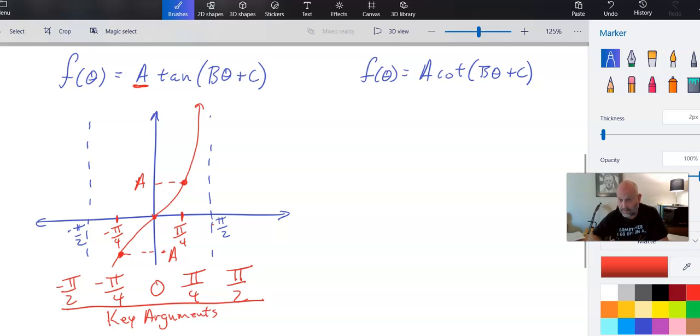And an argument, when we're talking about trig functions, an argument is what you shove into a trig function, right? So in terms of this tangent, the entire b theta plus c is the argument.